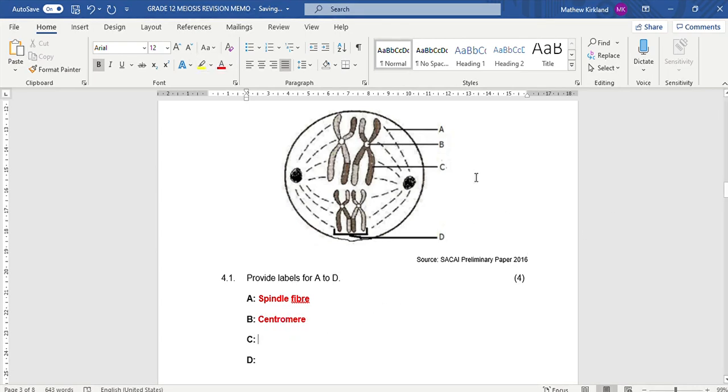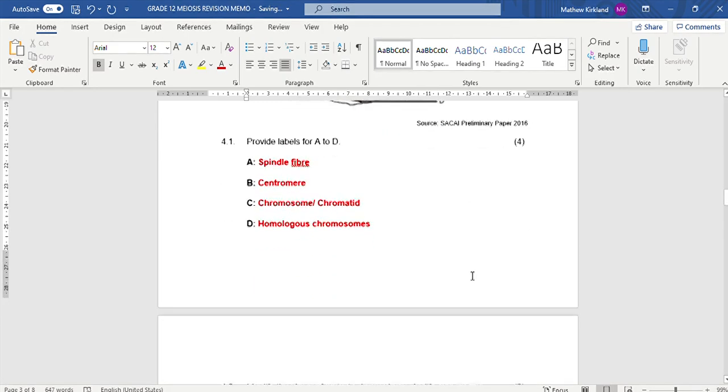Then C, well, again, this is slightly interpretive of what you could have had. You can either say that it is a chromosome, or I would have accepted if you said chromatid, because that can be a little bit ambiguous in that label. And then what is D? Similar to the previous question we had, it's got a bracket around these two chromosomes here, so therefore they are homologous chromosomes. Okay, nice and easy labeling.